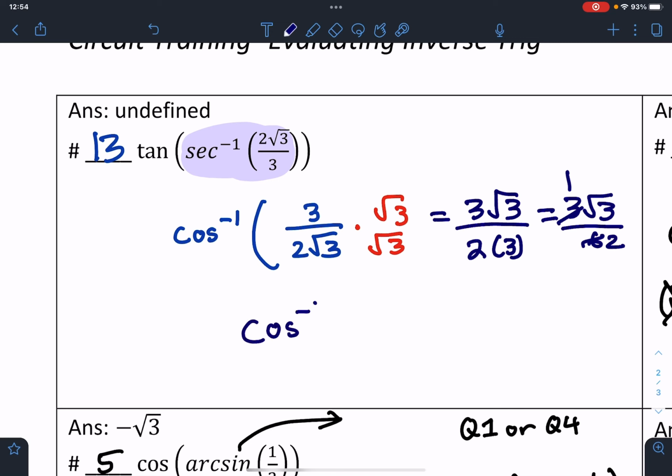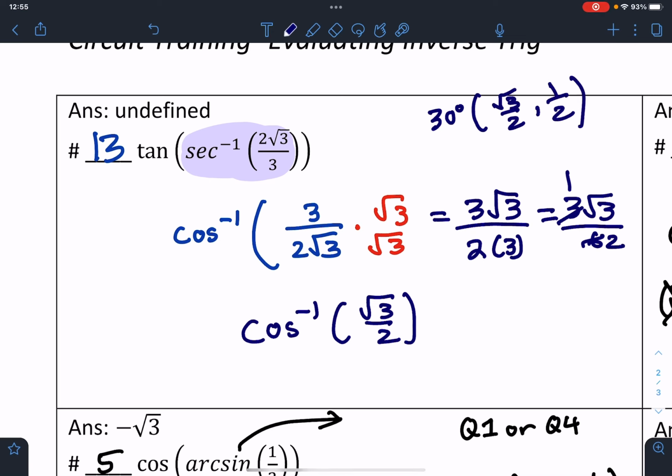And do you see how you just get cosine inverse of square root of 3 over 2? So we can actually just solve this, which is going to be the same answer as what's highlighted in purple. So cosine inverse of square root of 3 over 2, well, if we think of the unit circle and look at 30 degrees, 30 degrees is square root of 3 over 2 comma 1/2. And cosine inverse of square root of 3 over 2, that's our x value. So this equals pi over 6, or 30 degrees. And then we're going to do tangent of pi over 6, which is y divided by x.